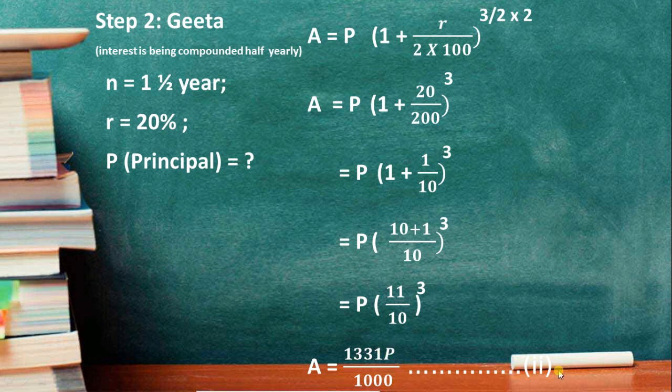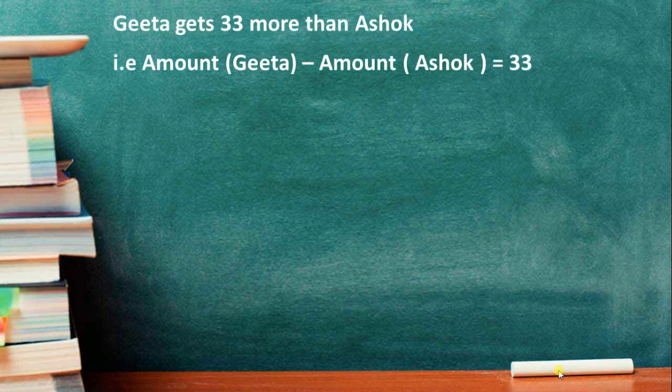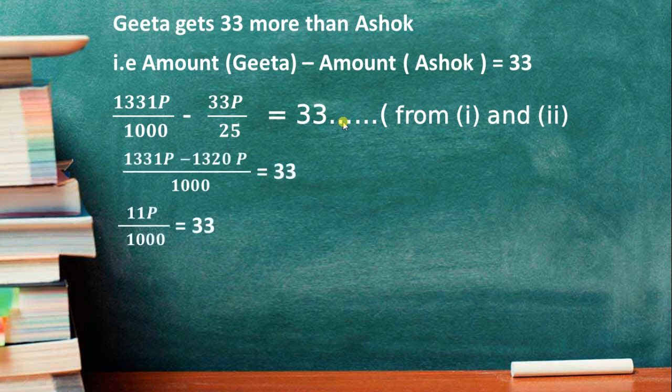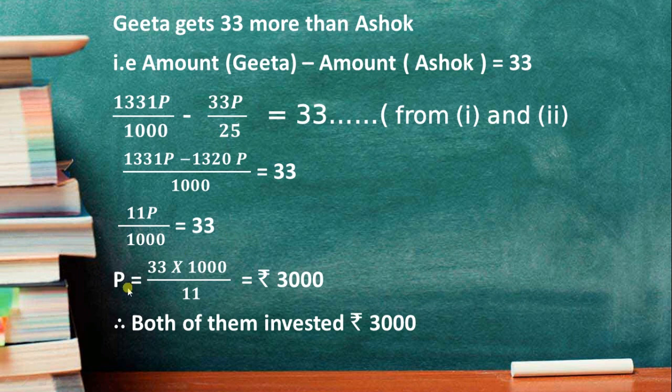In the next step, it is said that Geeta gets 33 rupees more than Ashok. That means to say Geeta's amount minus Ashok's amount is rupees 33. Let us equate the same. Geeta's is 1331 P by 1000 minus Ashok's is 33 P by 25, which is equal to 33. Take the LCM as 1000 and subtract the numerator. Hence it results as 11P by 1000 is equal to 33. After cross multiplication, the value of P is equal to rupees 3000.